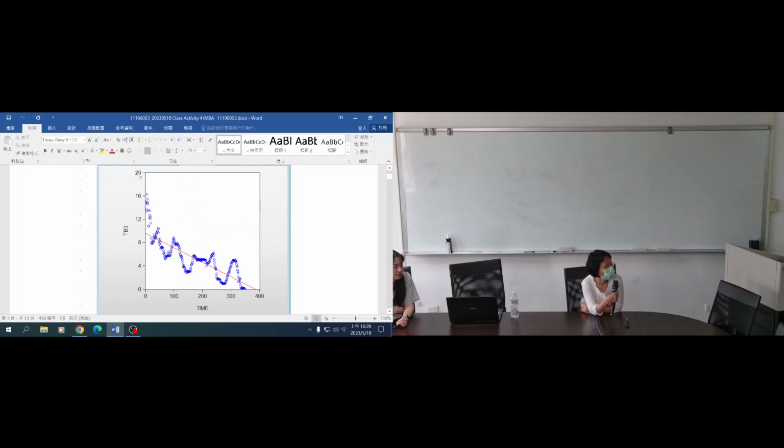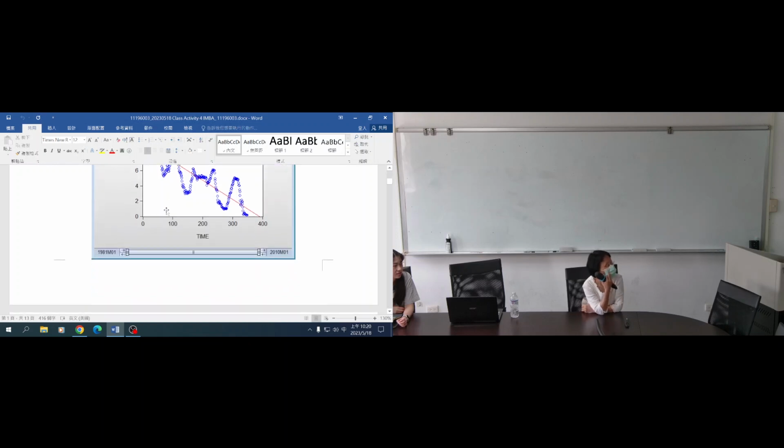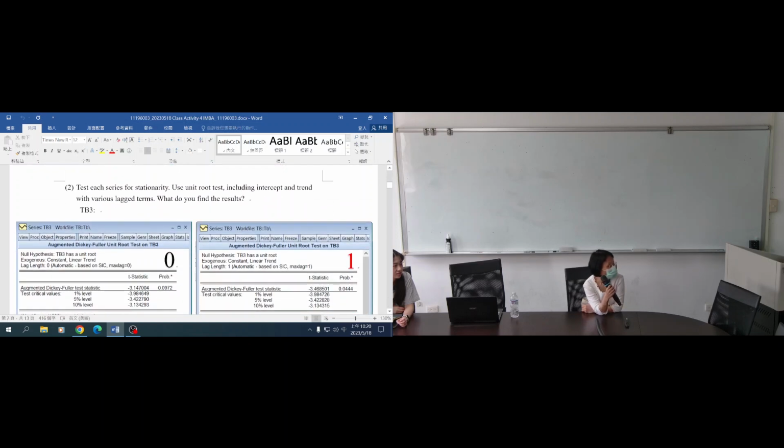And the scale here, the highest is 17 here, but the highest here is like 15.5. So there's a little bit of difference, just a little bit. And the second one, test each series for stationarity. Use the unit root test, including intercept and trend.